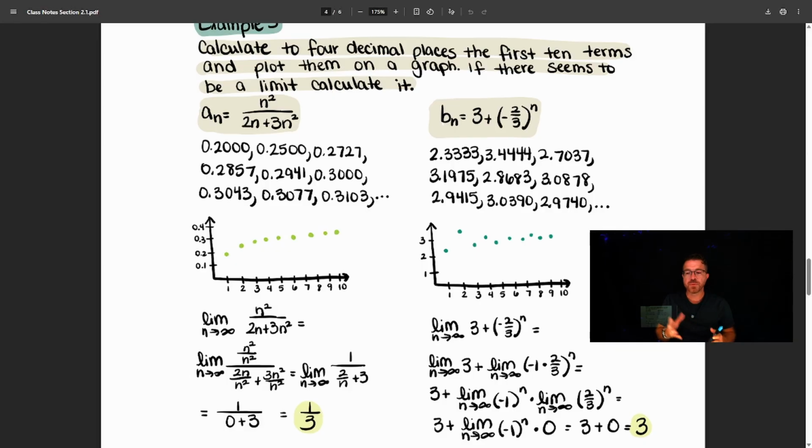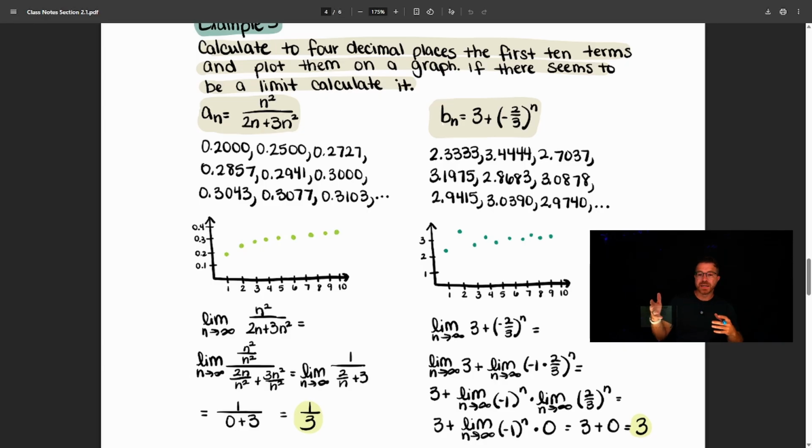For this next example, if you look at my notes here, we have two different ones. We have a_n equals n squared divided by 2n plus 3n squared, and b_n equals 3 minus 2/3 to the n, or plus negative 2 over 3 to the nth power. So the first part, if you look at these notes, what this is saying is one approach you could take is a more numerical approach to this, where you actually just start plugging in your values of n. N equals 1, n equals 2, n equals 3, n equals 4, and see if a pattern starts to emerge.